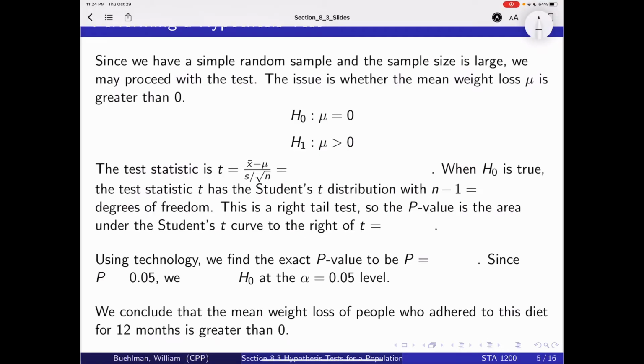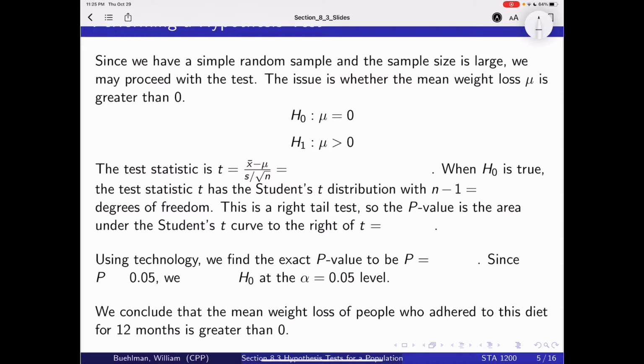Since we have a simple random sample, check on that assumption, and the sample size is large, check on the second assumption, we may proceed with the test. The issue is whether or not the mean weight loss mu is greater than 0. So our null hypothesis is mu equals 0, and our alternative hypothesis is mu is greater than 0.